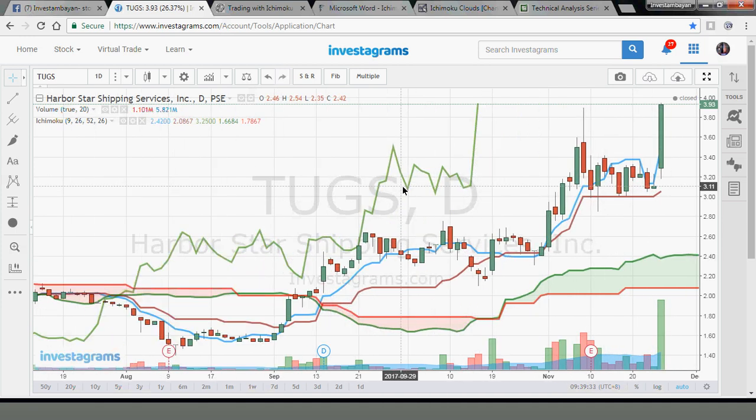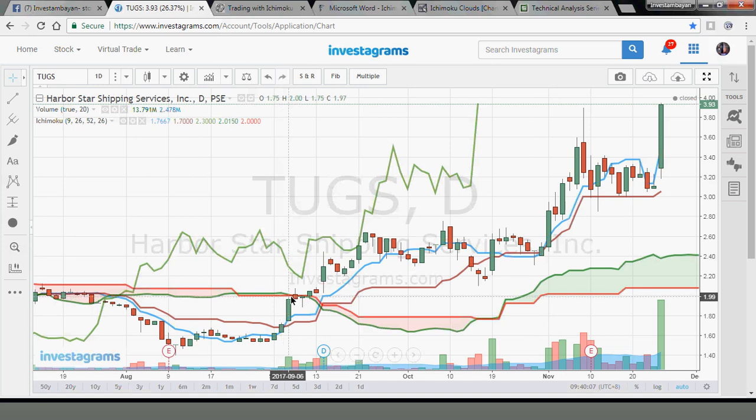Makikita mo din kung bullish yung particular stock through Kinko span A or B, di ba yung cloud niyan? So si Kinko span A, pag nasa taas itong green na to ng cloud, meaning bullish din siya. Pag si red nasa baba, bearish din nga. You have to check on this because there are times na switch yan, meaning may reversal na nangyayari.